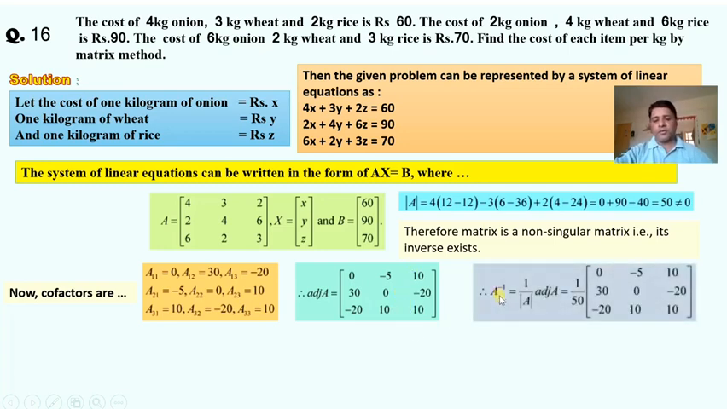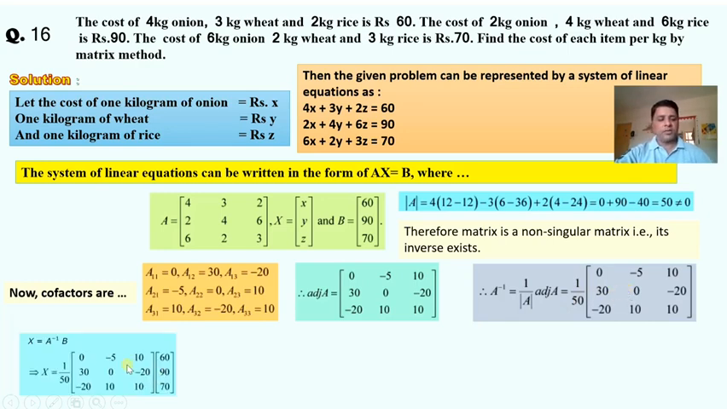Now we have the formula for finding the inverse, that is 1 upon determinant of A times adjoint of matrix A. The value of determinant A we just found is 50, so that 50 comes here, and then the adjoint of A into this whole matrix. As I told you earlier, you will not be multiplying this 1 upon 50 inside here.